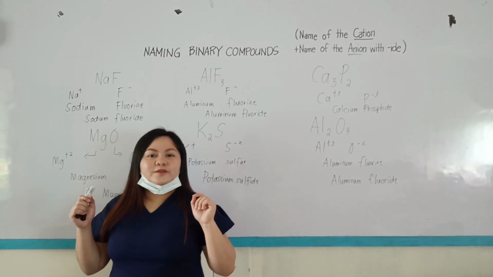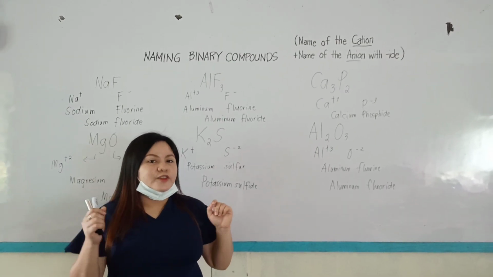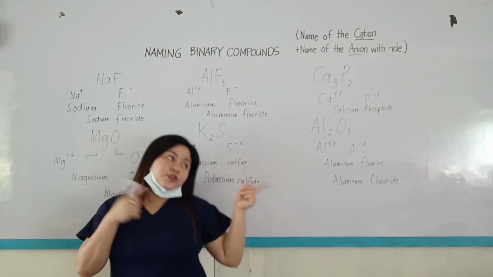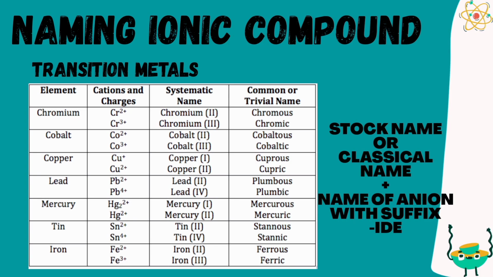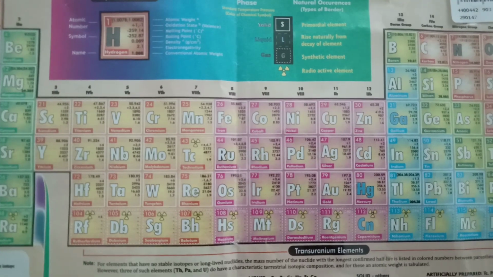Okay, let's proceed with naming binary ionic compounds with transition metals. Next, we have naming ionic compounds with transition metals. So here we have the table for the stock name or the classical name for these transition metals. In naming them, we need to use the stock name or classical name plus the name of the anion with the suffix IDE. So these are the transition metals.